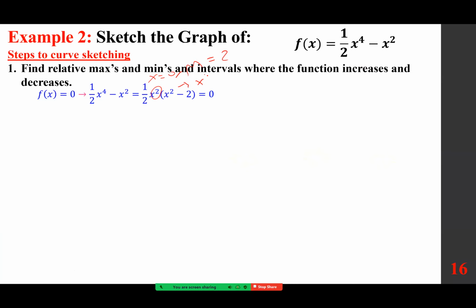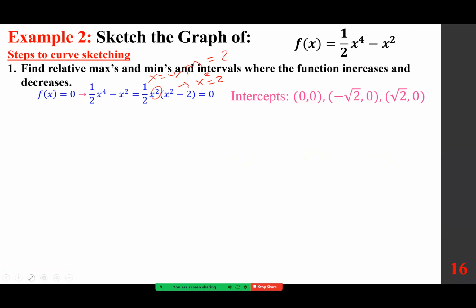This gives me x squared equals 2. x is plus or minus square root of 2. Each one has a multiplicity 1. This is the only one with multiplicity 2, okay? It so happened to be the y-intercept as well. (0, 0) is both the x as well as the y-intercept.